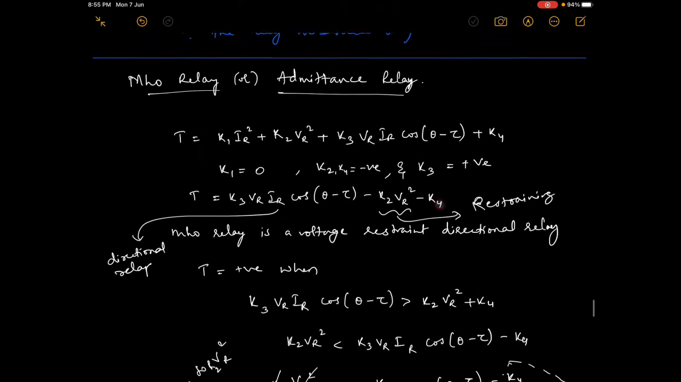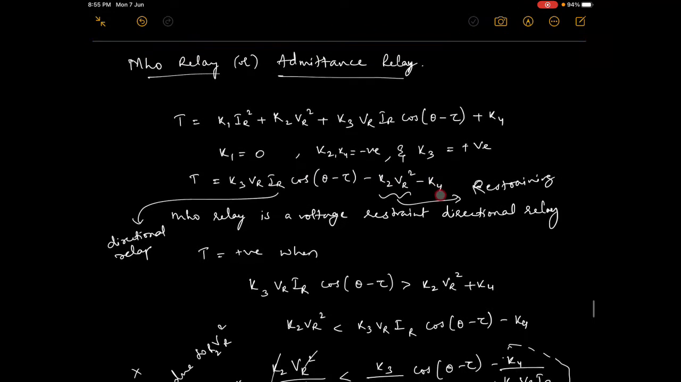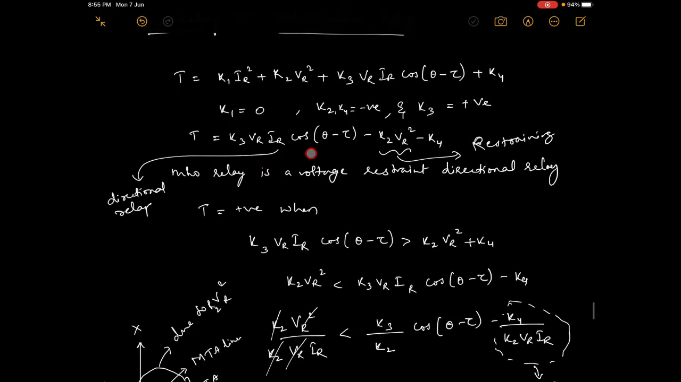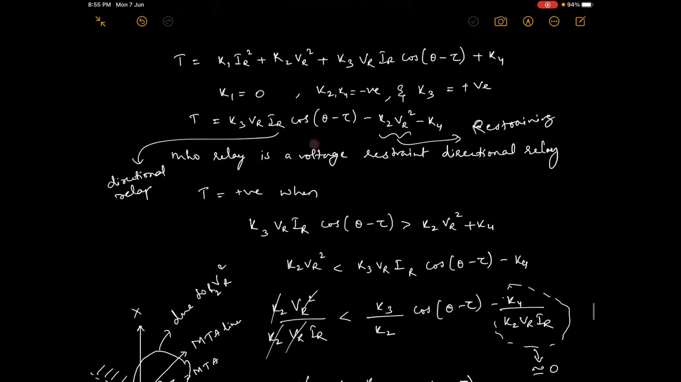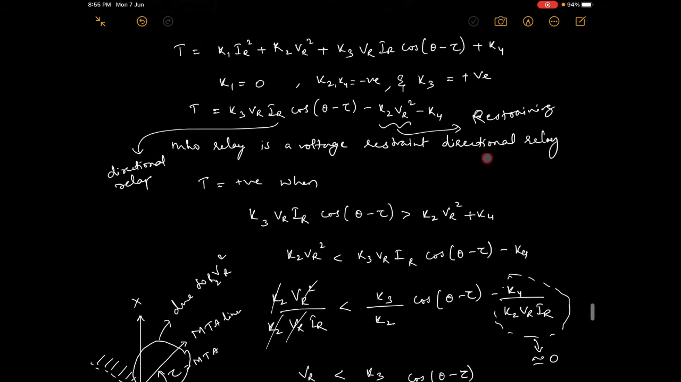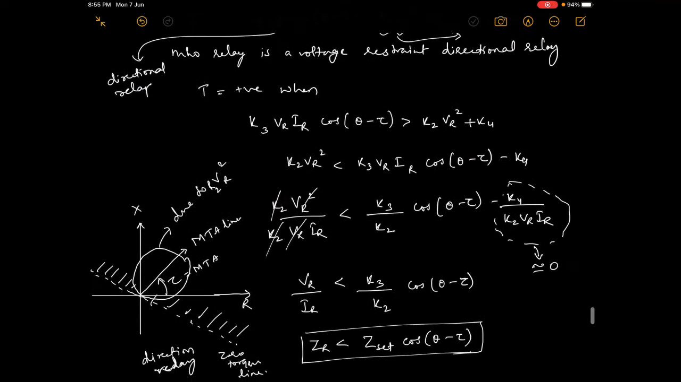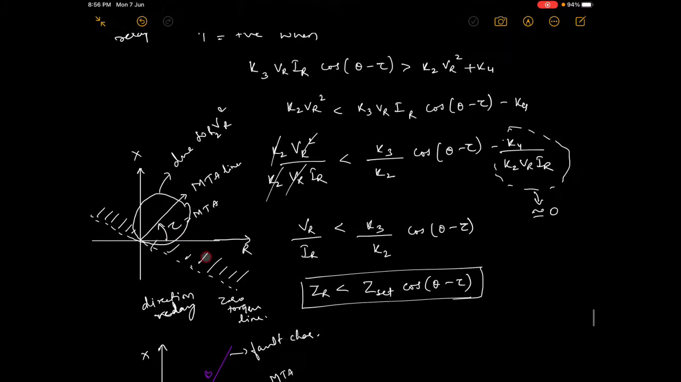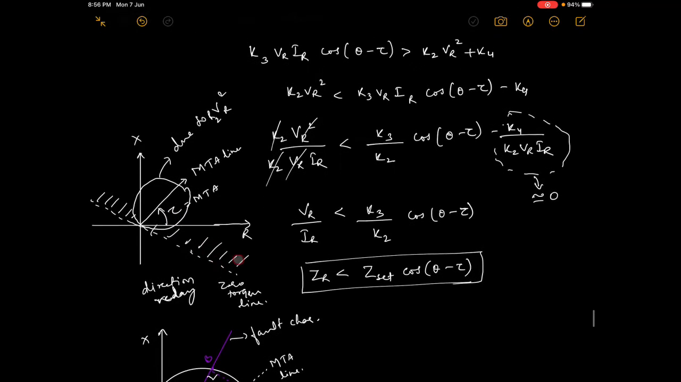Of course, K4 is due to the spring constant, which is neglected. So this is a directional relay basically with some restraint. In a directional relay there is no restraint, but here there is a restraint. So in addition to the directional relay we have a restraining element. Okay, we have seen this already in the previous class, but nevertheless we will revise it.